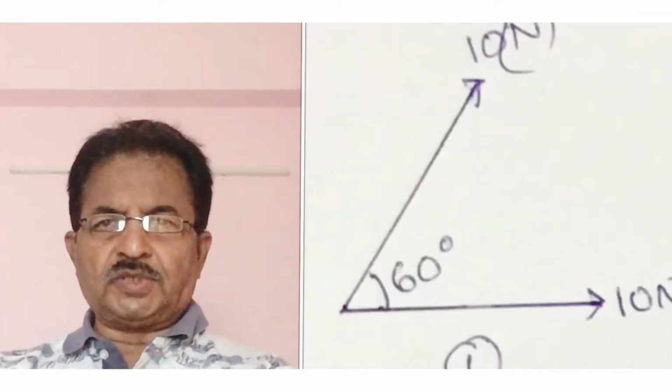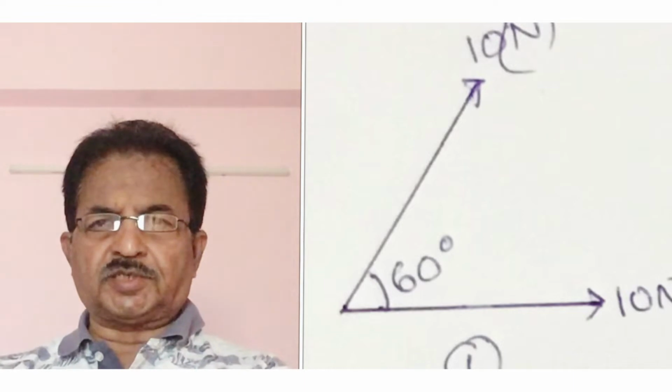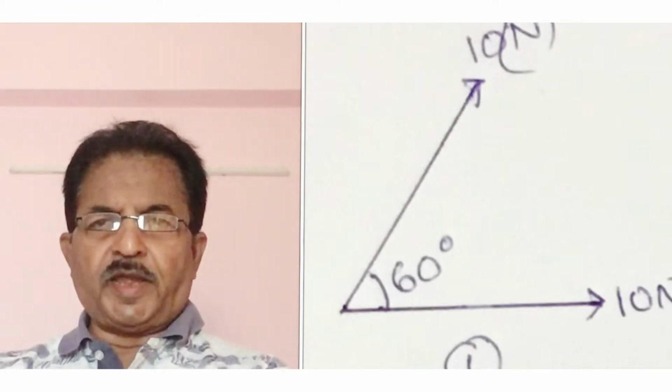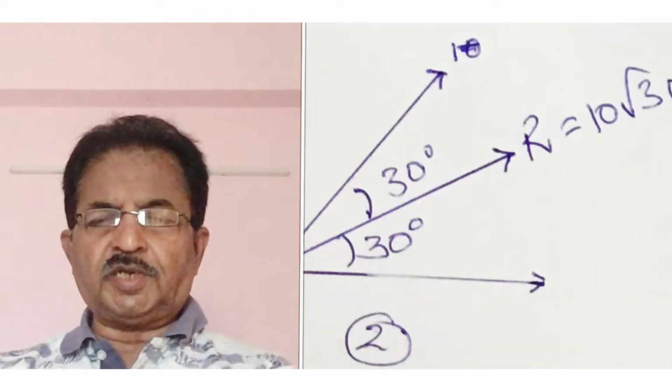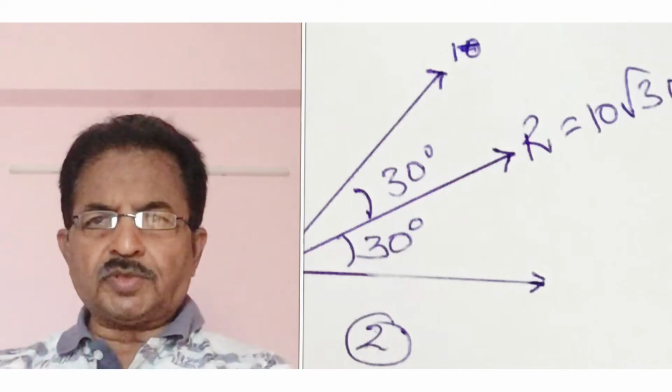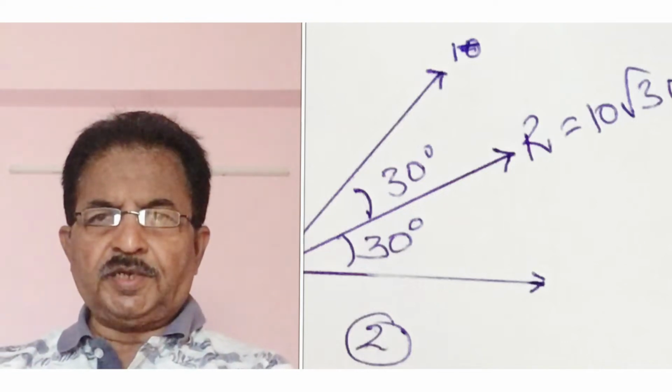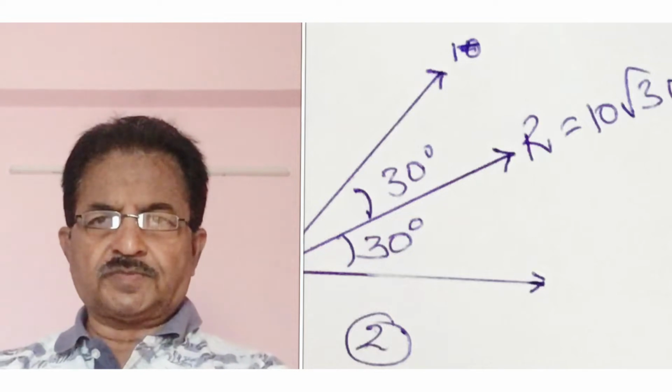Hi, this is in continuation of my previous video where I discussed three important shortcuts from vectors. Look at the diagram, figure 1. There are two forces of 10 Newton each acting at 60 degrees. Then in diagram 2 I showed that the resultant is 10 root 3 and also that the resultant makes 30 degrees with either of the two forces.